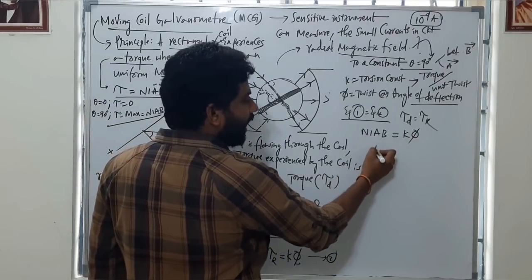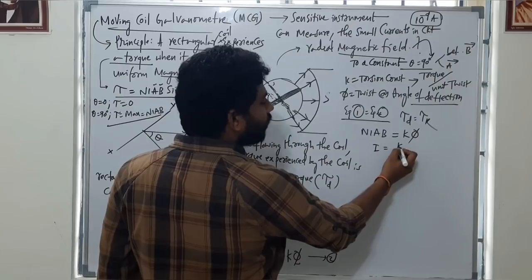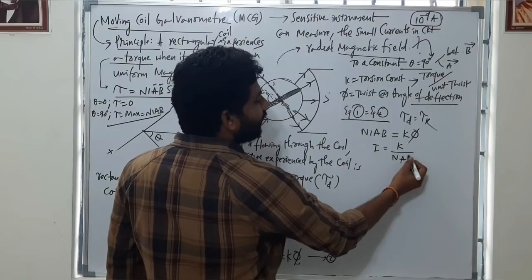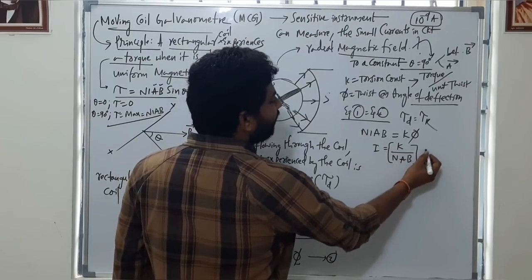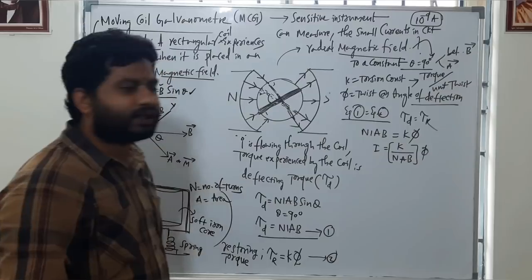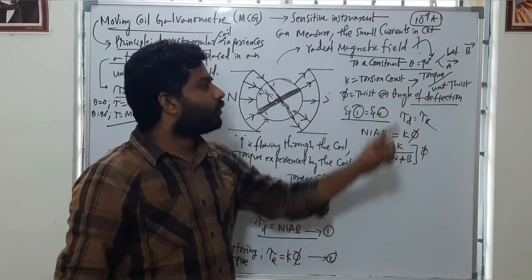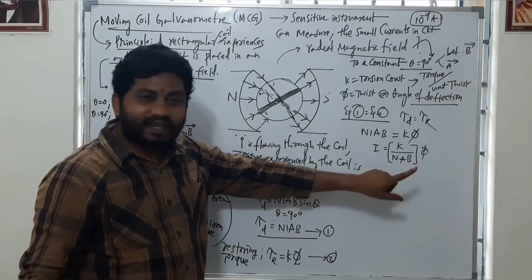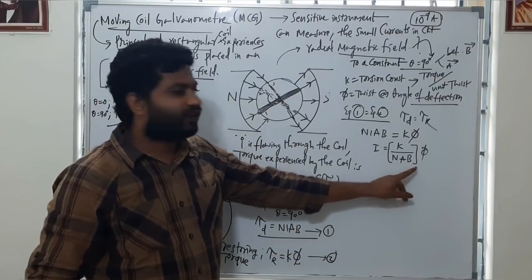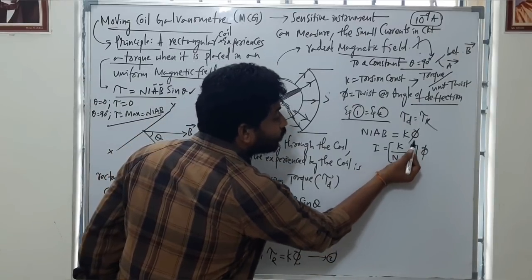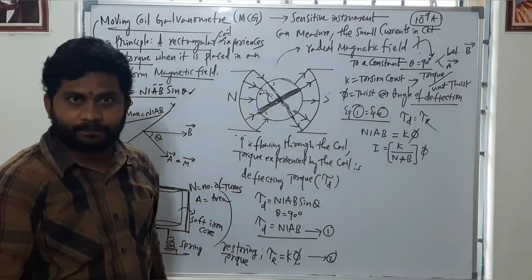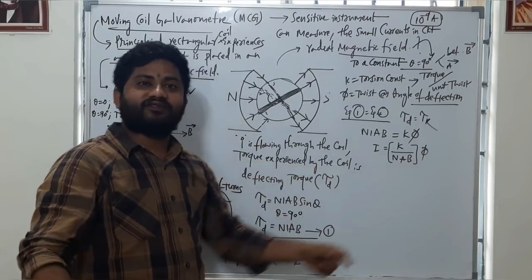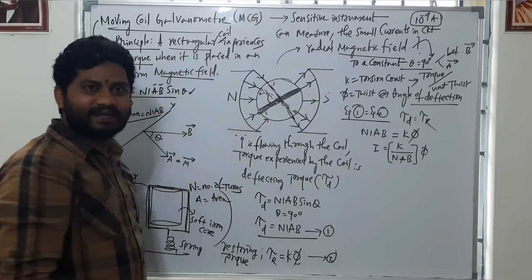And from here, I can write I is equal to K by NAB into phi, right? K is a constant. I told you here, torsional constant, which is torque per unit twist. And N is the number of turns, A is the area of the coil, B is the uniform magnetic field. All these values in the bracket will never change. The only changing thing is this phi value. Phi is the deflection. The angle of deflection is changing.